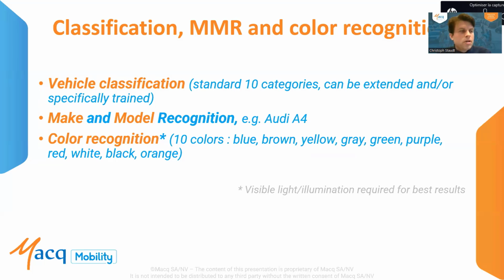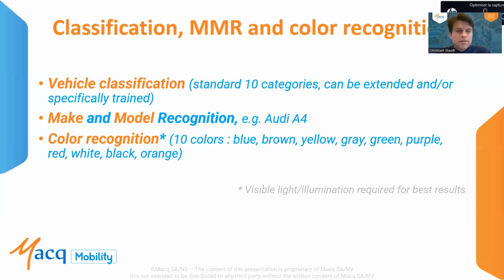That means if a certain client, a certain situation, a certain city wants to have a specific category, it can be, for example, a tuk-tuk vehicle class in Asia, we can, based on a data set, train our system also to detect this class. Then the make and model recognition already mentioned, so the Audi A4 and the color recognition with the 10 colors. Only one remark here. As I said, the color recognition is really meant for daylight, where we have high performances.